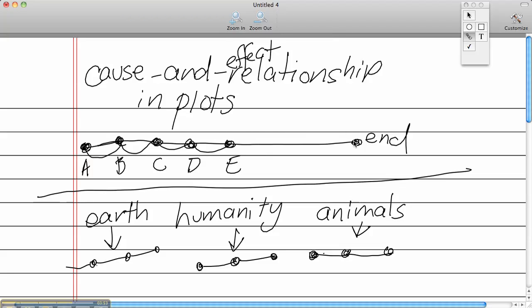Okay, so again, all this video is to do is just to be a reminder that cause and effect relationships rule plots, and they move them forward because one event causes another event. You should pay attention to the little chain of events that cause, for instance, the earth to happen, the chain of little events that create humanity, the chain of little events in how the animals had a part to play in how the earth was made and how the earth came into being, I should say.